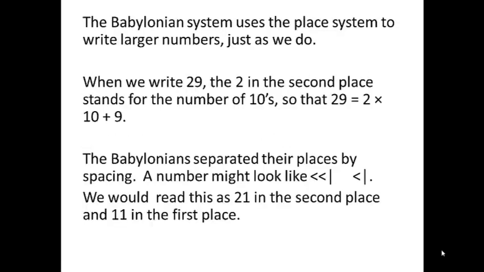The Babylonian system uses the place system to write larger numbers just as we do. Now, when we write the number 29, we mean the 9 to mean we have 9 ones, and the 2 to mean we have 2 tens. Well, the Babylonians use places just like we do. They would separate their places by spacing. So a Babylonian number might look like the one given here. You see in the right-hand place, the first place, there's an 11. And in the second place, the left-hand place, there's a 21.